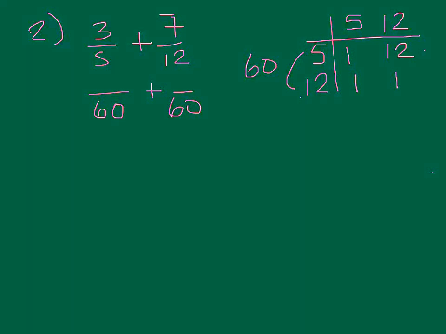So when I multiply the 5 to get a 60, it's a 12. So I also multiply this one by 12 and I get 36. This one I multiply by 5, so I will have 35. 36 and 35, it's 71/60.